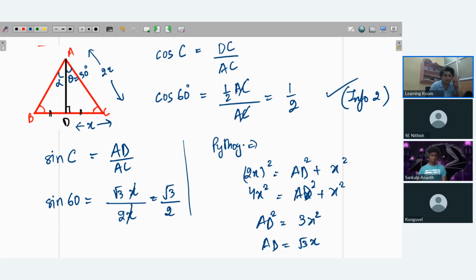So what did we collect? Sine 30, sine 60 and cos 60. What should be the right question? What is cos theta? Cos 30, right? Let's find out.